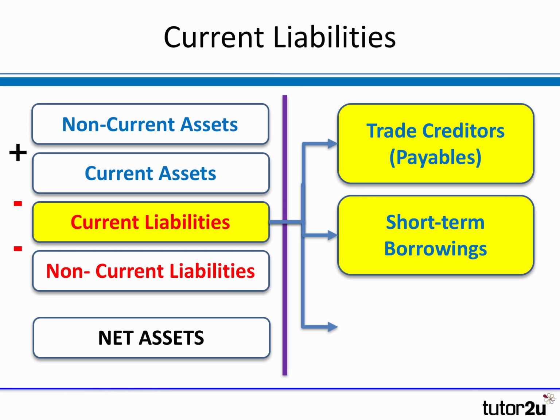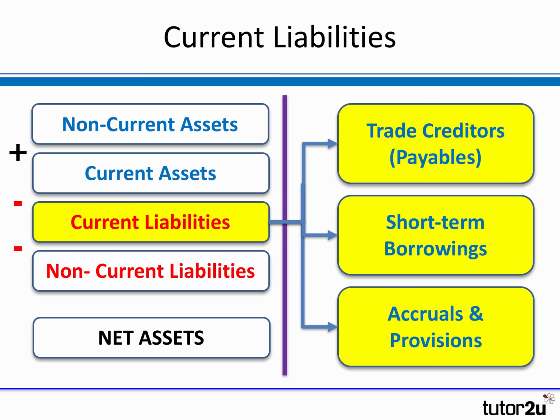And you would include in the short-term borrowings any balance of a bank overdraft that the business has. And lastly, also a thing called accruals and provisions. This is where the business just makes an allowance or an accrual or provides for known costs, known liabilities that it believes it will have to settle in the next 12 months. Add those all together and you come to the total for current liabilities.